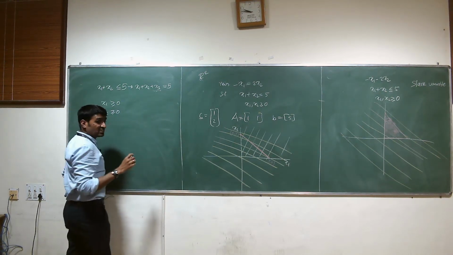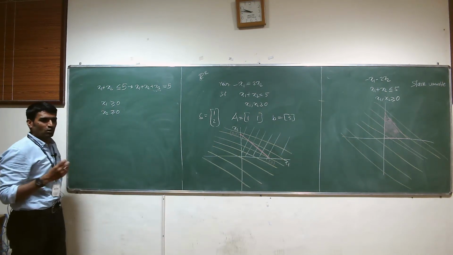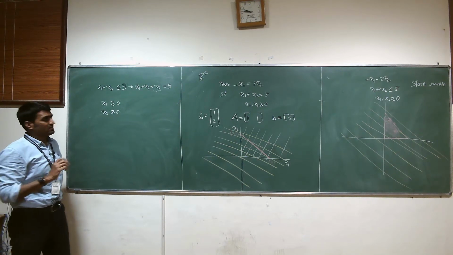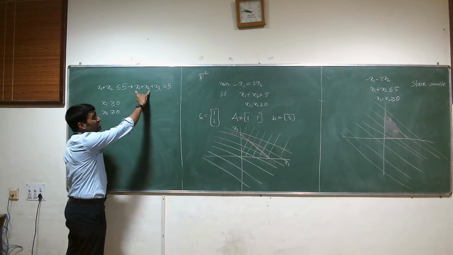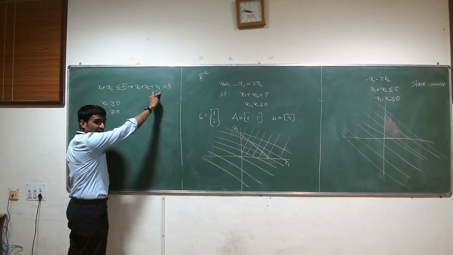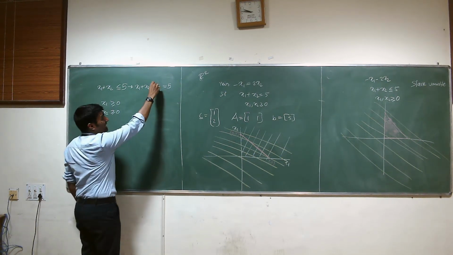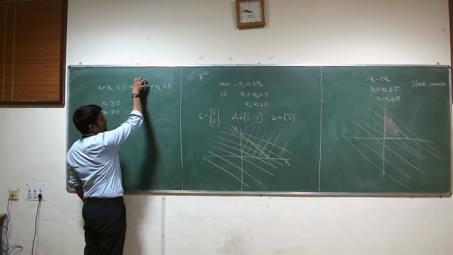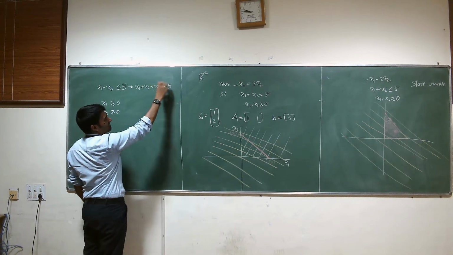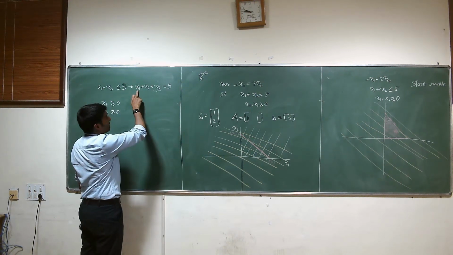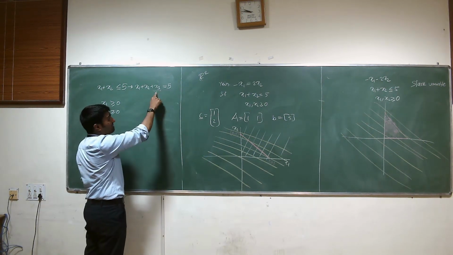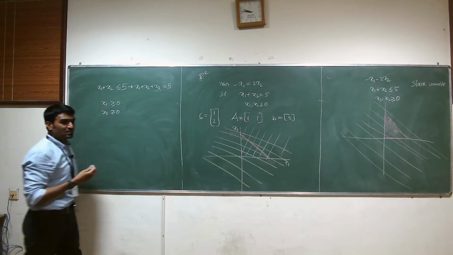This x3 has to be a positive quantity or a non-negative quantity, right? Because this is always less than or equal to 5. That means this value has to be greater than or equal to 0, so x3 will be equal to 5 minus x1 minus x2. And because x1 plus x2 is always less than or equal to 5, x3 will always be non-negative, right?